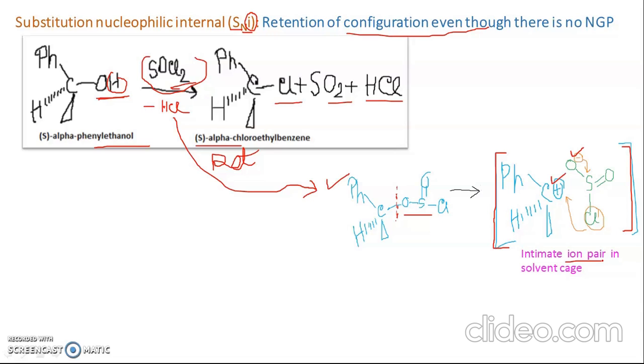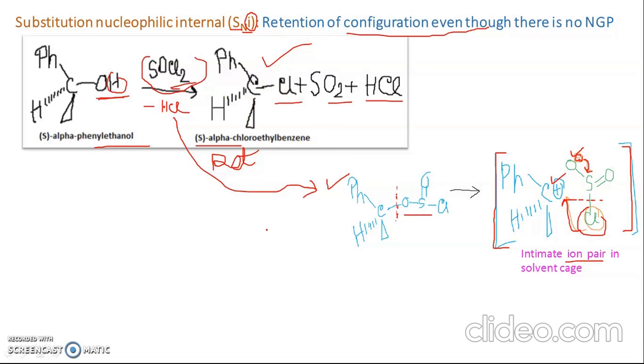So of these two ions, one is positively charged and the other is negatively charged, and they will be very close to each other. As they are very close to each other, stabilized by the solvent cage, what will happen? Now this chloro will move towards this C+, and the oxygen, with its negative charge, will make an S=O double bond. So you will get an SO2 molecule that will be removed because this bond will be broken, and you will get this product with retention of configuration. Fine. So this is the mechanism.